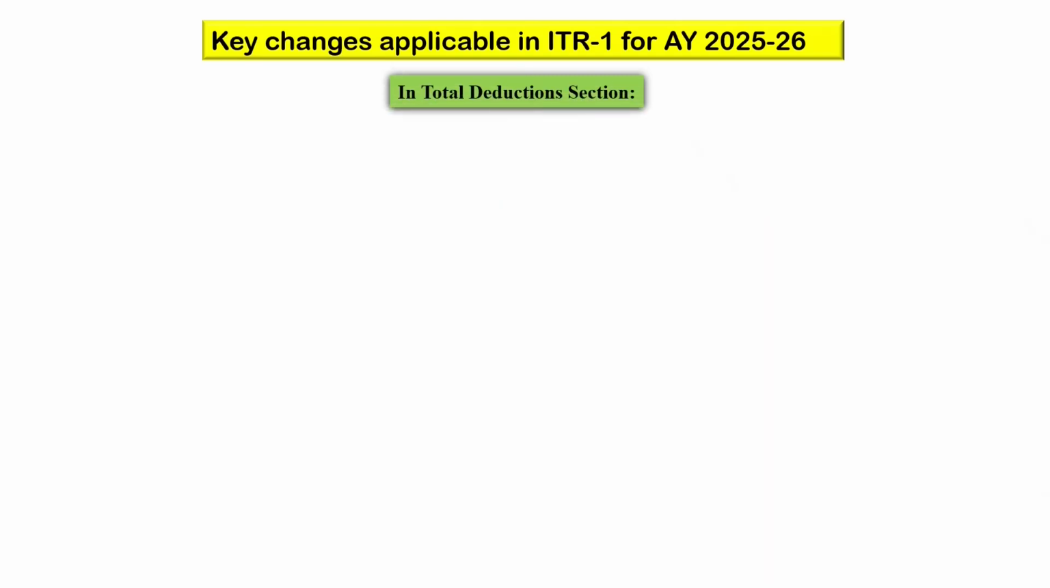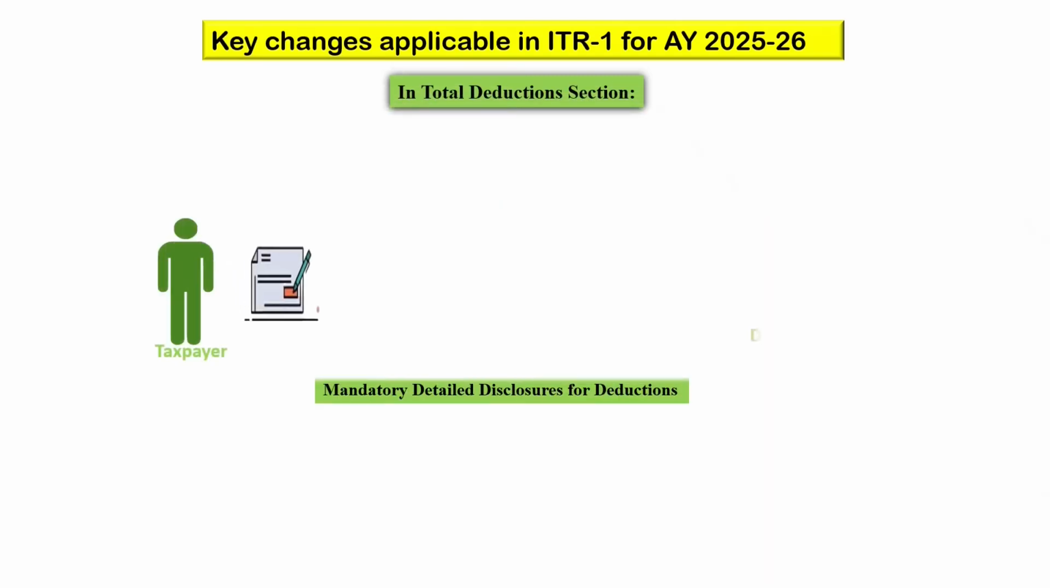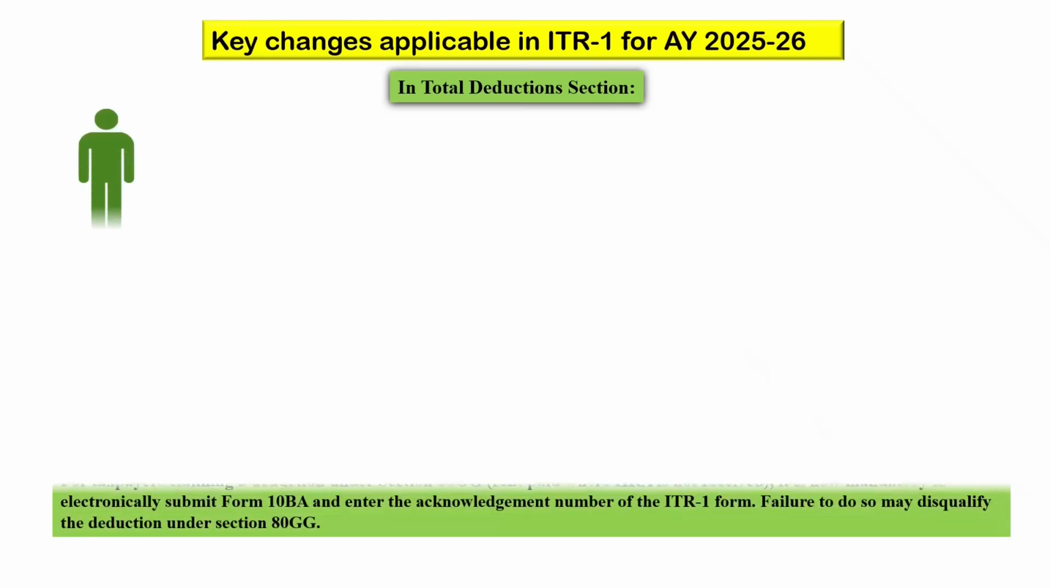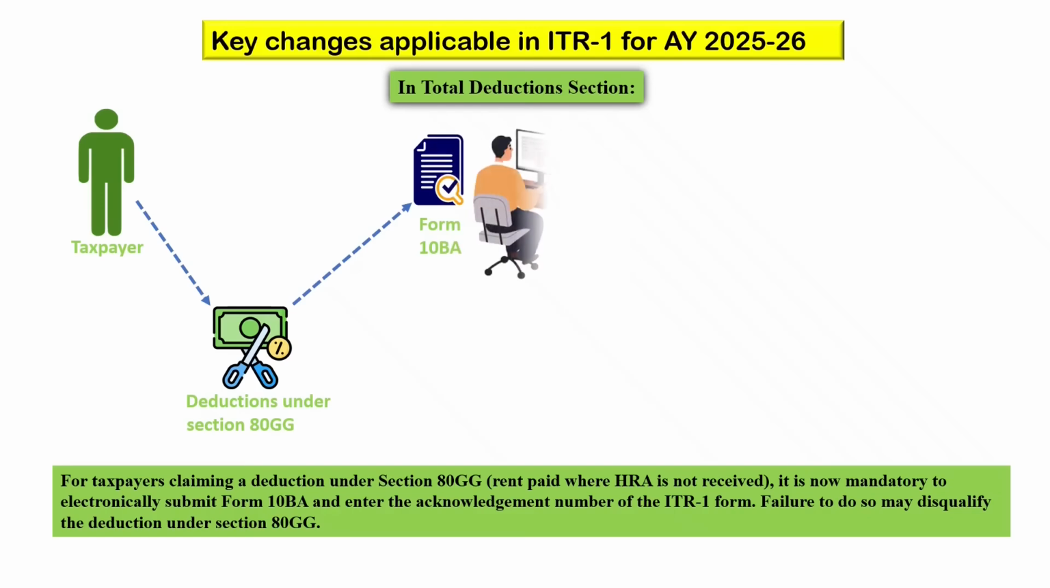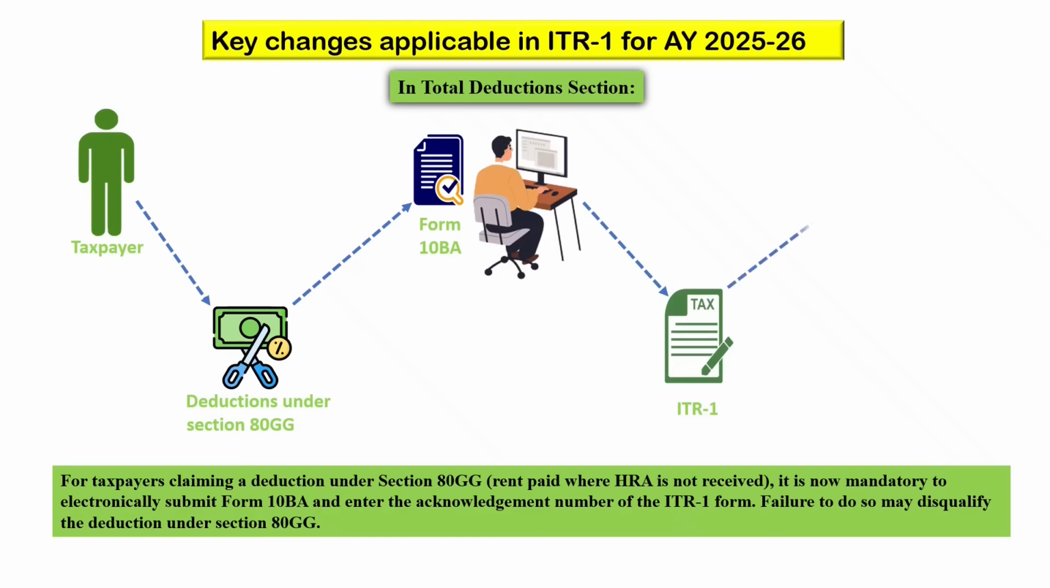In the total deductions section, taxpayers are now required to provide detailed disclosures for claiming the deductions. Also, for claiming the deduction under Section 80GG, that is rent paid where HRA is not received, the taxpayers are mandatorily required to submit Form 10BA electronically and enter the acknowledgement number of the form in the income tax return. Failure to file Form 10BA may disqualify the deduction under Section 80GG.